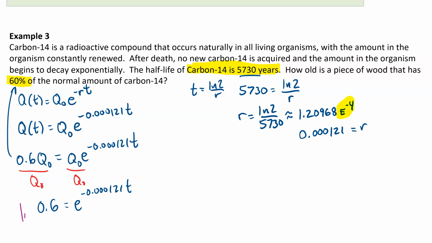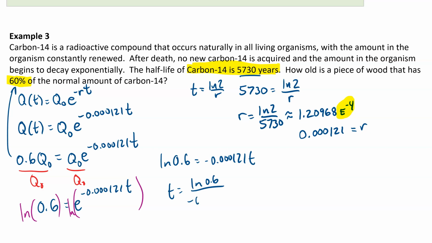And next we can take the natural log of both sides to get the natural log of 0.6 equals negative 0.000121 t, and t equals natural log of 0.6, which is going to be a negative value, divided by negative 0.000121. And if you type that carefully into a calculator, you should see that the age of this piece of wood is 4,221.7 years.